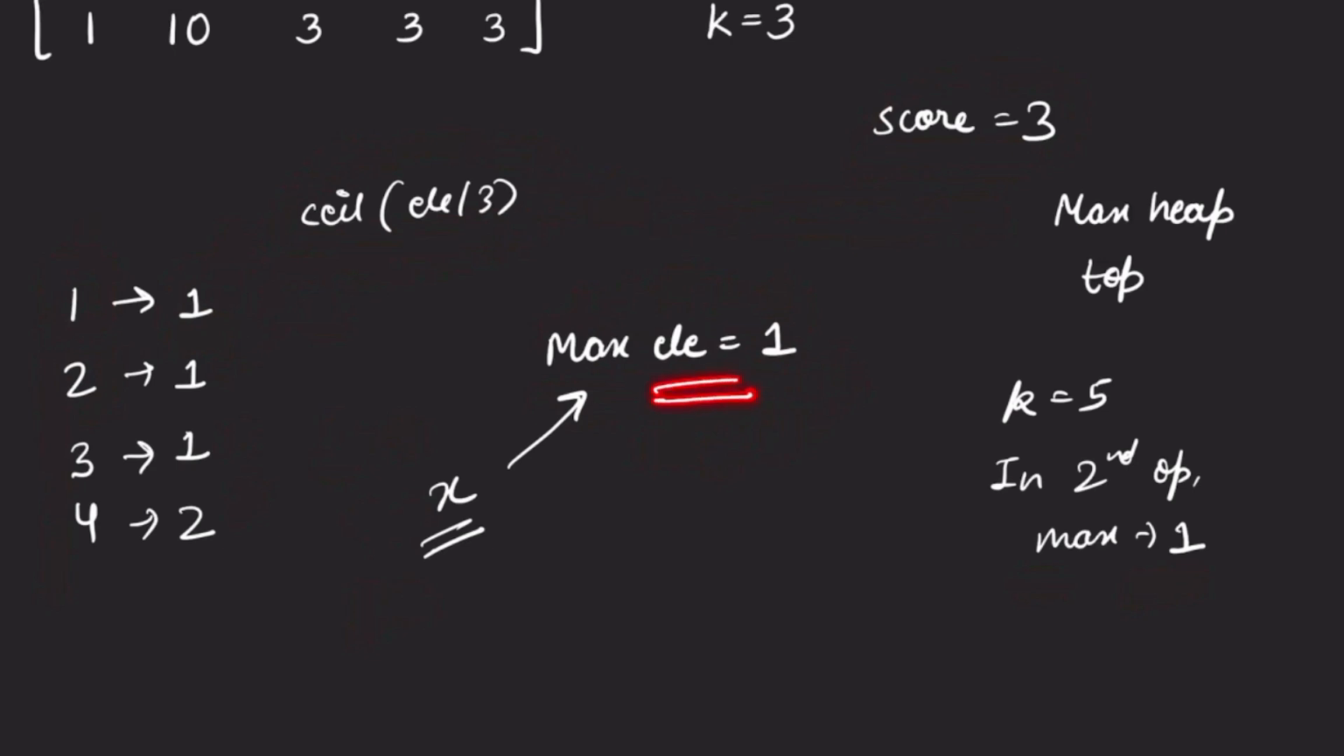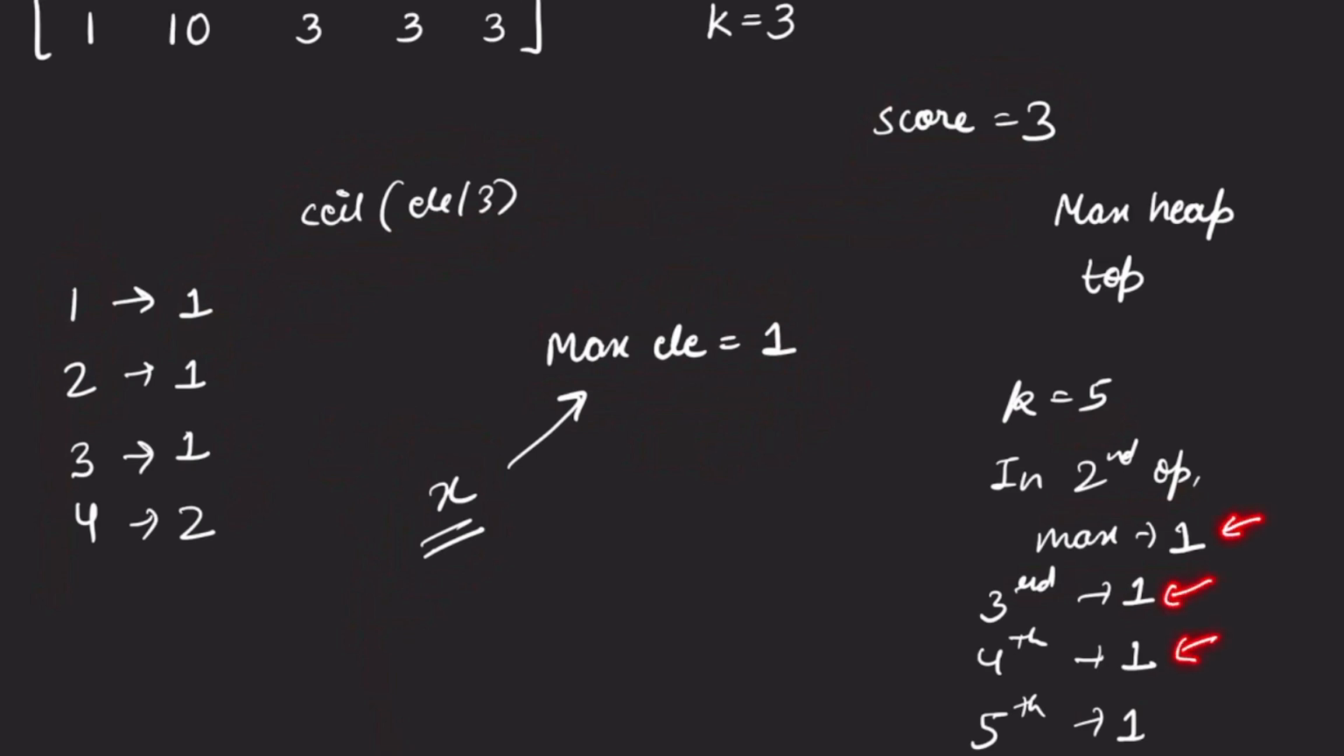Because your maximum element will always be 1 in all the remaining operations, right? So, let's suppose our k was 5 and in the second operation max became 1, then that means in the third operation also max will be 1, fourth operation also max will be 1, and in the fifth operation also max will be 1. So, you are only incrementing your score by 1 in all these operations, right?